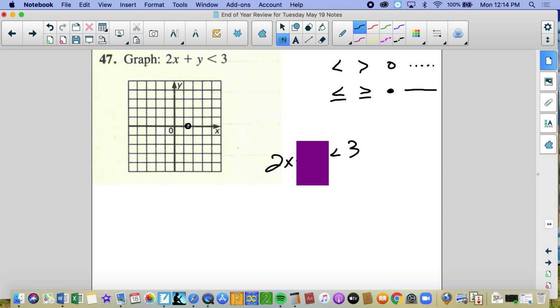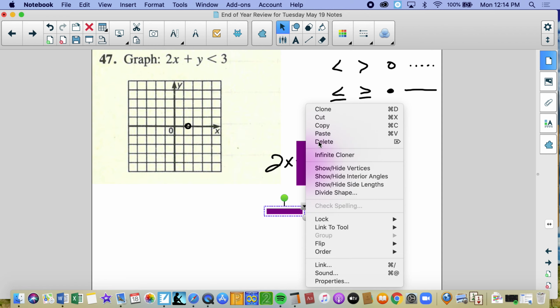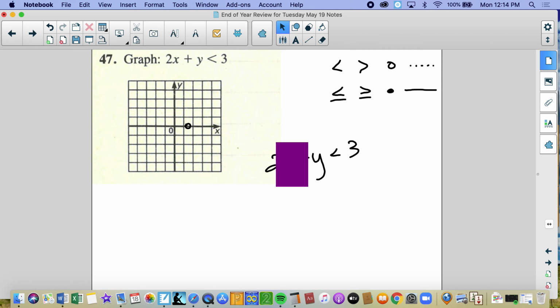That is my x-intercept. If I slide this over and I solve for y, I get a y-intercept of 3. So on the y-intercept, I go 1, 2, 3, and I write an open circle. And now I'm going to do a dotted line.